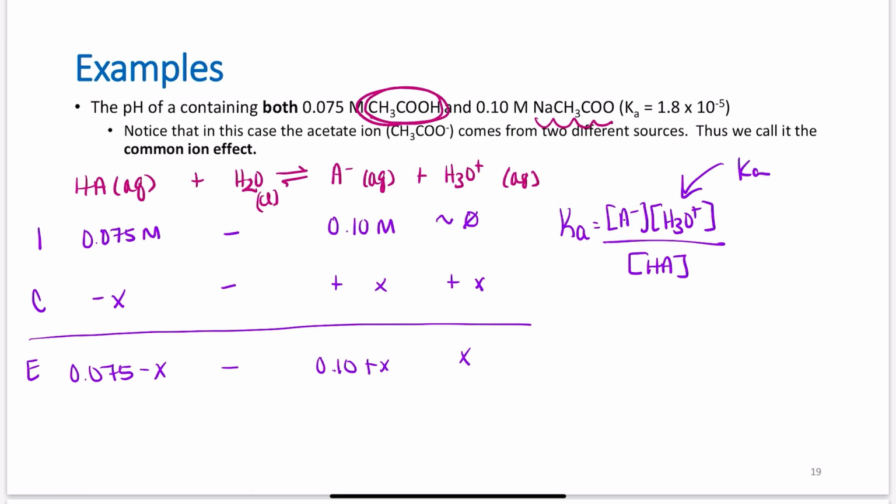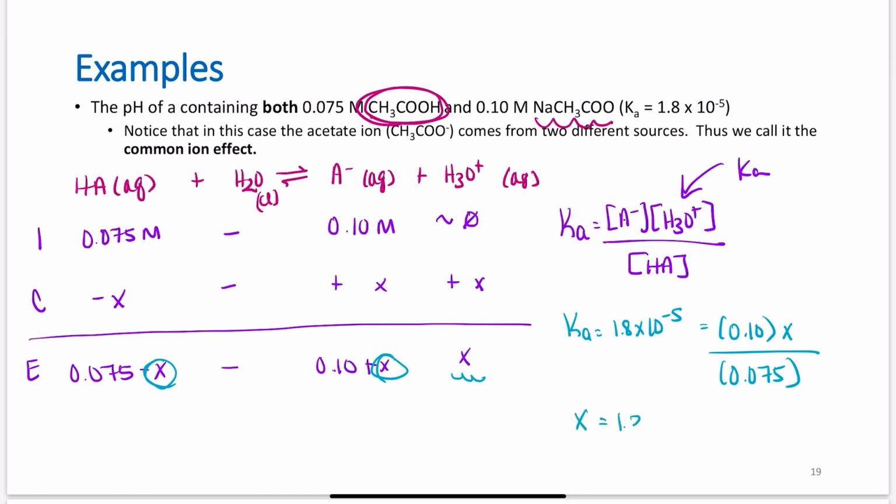Again, this requires Ka. So my Ka equal to 1.8 times 10 to the minus 5th is equal to x, not x squared, thinking about the previous example, equal to 0.10 plus x, but I'm going to ignore that x, times x over 0.075 minus x, but I ignore that x. I ignore this x, not this one. Solve for x in the equation, and I get 1.35 times 10 to the minus fifth, and this equals my H3O plus concentration.